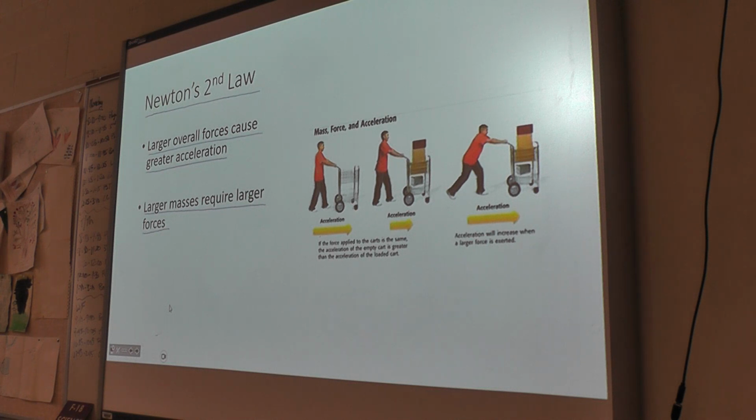Okay, so have a seat. If I push with just about the same force, it's a lot harder to get that to accelerate.